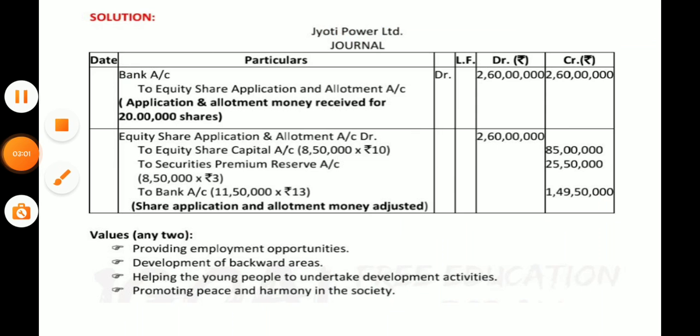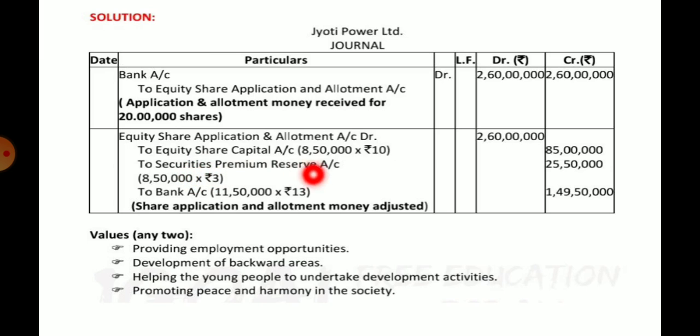So bank account debit to equity share application and allotment. How much? It will be 2 crore 60 lakh. How do you calculate it? The amount is received on 20 lakh shares into 13 rupees, 10 rupees of the par value and 3 rupees as a premium. Okay, but we rejected some shares, so whatever amount is received will be transferred to share capital.